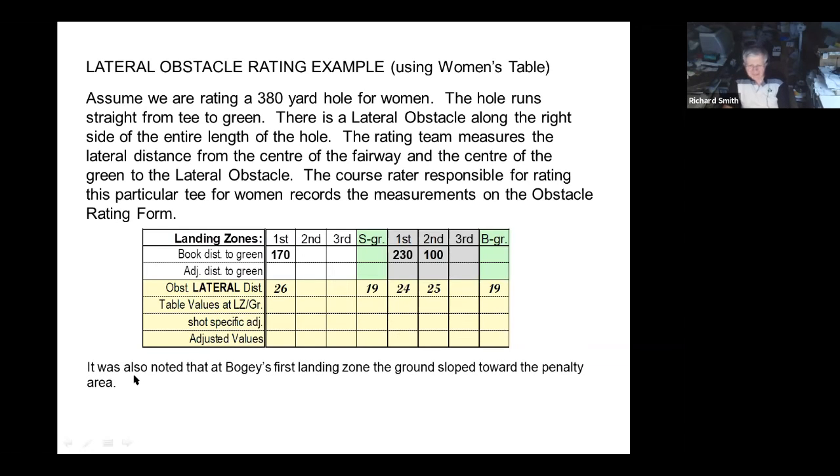Okay, and we add one bit more of information that the course rating team observed that at bogey's first landing zone, the ground sloped towards the penalty area. So we'll just jot that in as a shot-specific adjustment here. At bogey's first landing, we will want to have a B+1 adjustment.